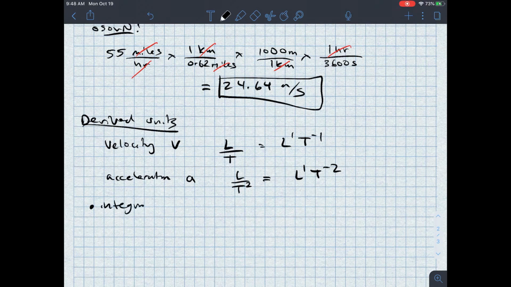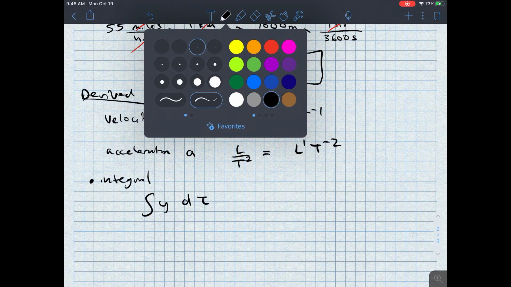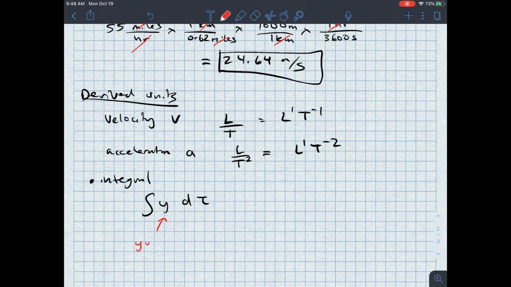If I have an integral in my equation, then let's say I've got an integral of y d tau. So y has what I'll call y units, and tau has differential tau units.